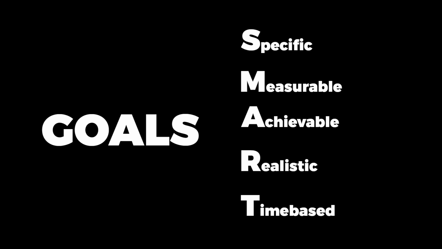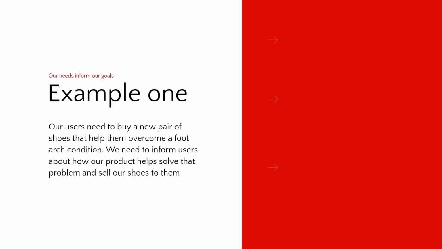And so this type of framework, you don't have to follow a framework for goals, but if you are looking for something that's going to help you, then a goal framework is really, really valuable. And so if we think about this first example, our needs do inform our goals as well. So if we think about this example here, our users need to buy a new pair of shoes that will help them overcome a foot arch condition, and we need to inform users about our product that helps solve that problem and sell our shoes. Well, what are some goals that we can create off those needs so that we can start to deliver some real value to our customers?